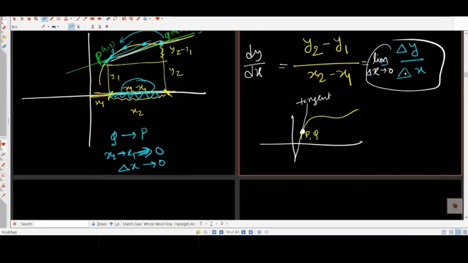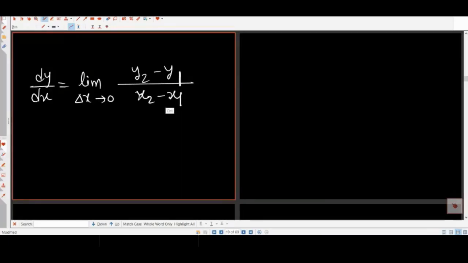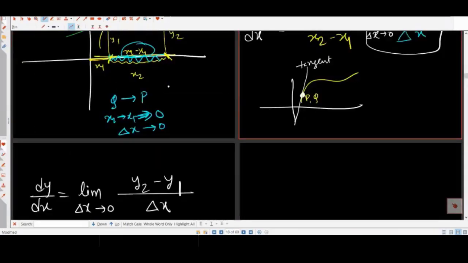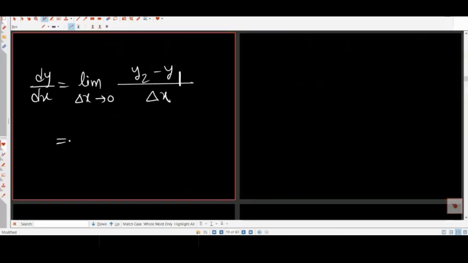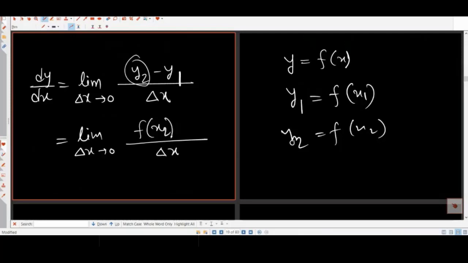That's why now we say that dy dx is limit delta x tends to 0, y2 negative y1 over x2 negative x1. For x2 negative x1, we can write delta x because here we have written x2 negative x1 as delta x, this distance. So we can say limit delta x tends to 0, y2 over... if we have y equals f of x, y1 will be f of x1, y2 will be f of x2. So instead of y2, we can write f of x2. Instead of y1, we can write f of x1. So we are getting f of x2 negative f of x1. That is the same as y2 negative y1.